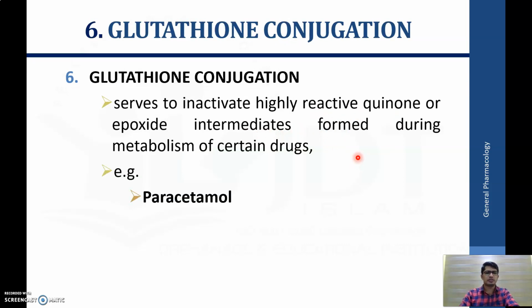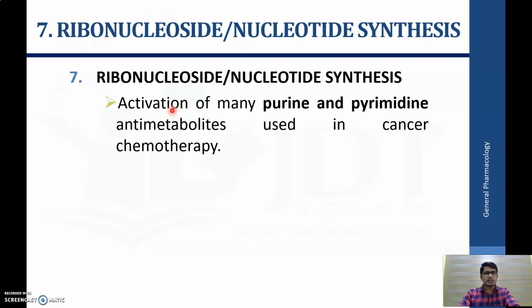Now coming to the sixth phase 2 reaction, that is glutathione conjugation. It serves to inactivate highly reactive quinone or epoxide intermediates formed during the metabolism of certain drugs, and an example is paracetamol, which is metabolized by glutathione conjugation. And the next one is ribonucleoside or nucleotide synthesis. Activation of purine and pyrimidine antimetabolites used in cancer therapy occurs by ribonucleoside or nucleotide synthesis.